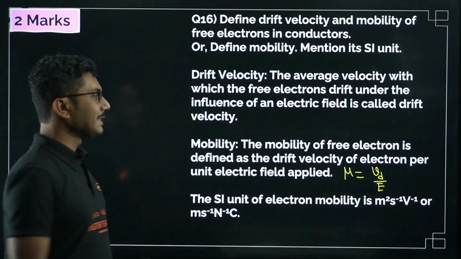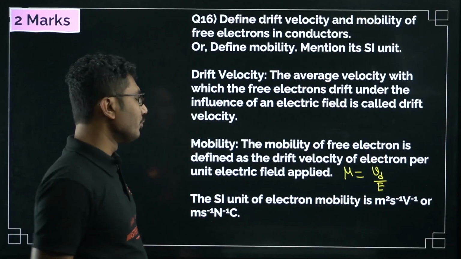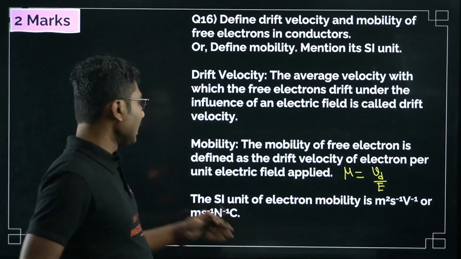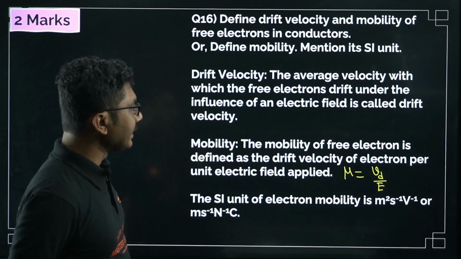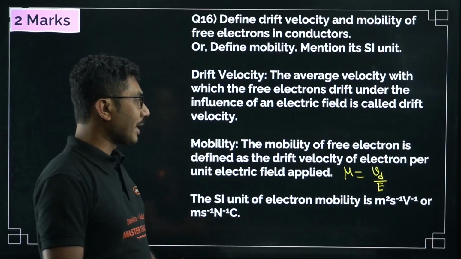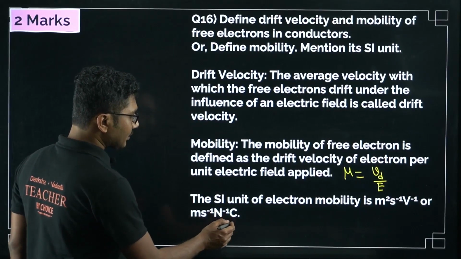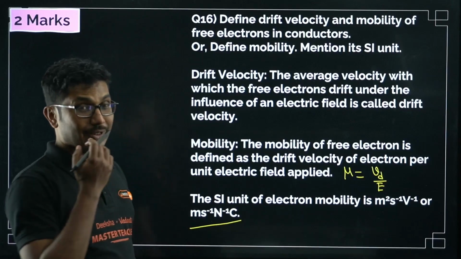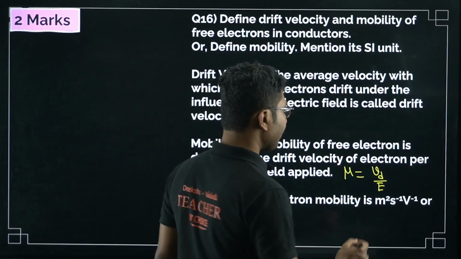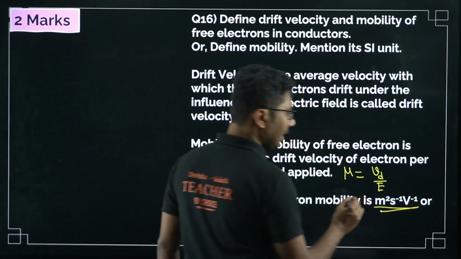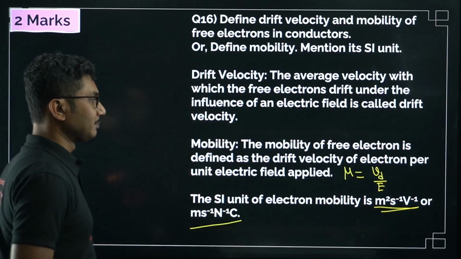So mobility is basically how quickly an electron can move within a given electric field, right? The SI unit of electron mobility is m square s to the power minus 1 volt to the power minus 1, or m s to the power minus 1 Newton inverse coulomb. As you can see, the unit is not simple. You have to remember the unit.